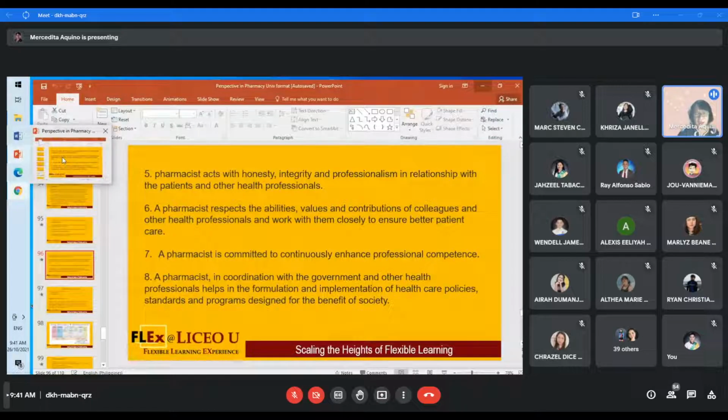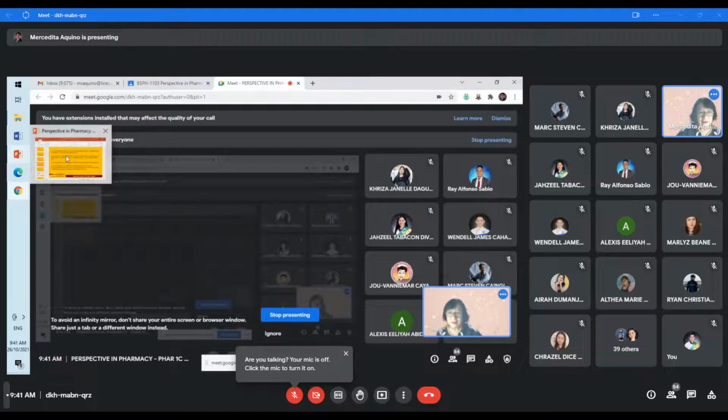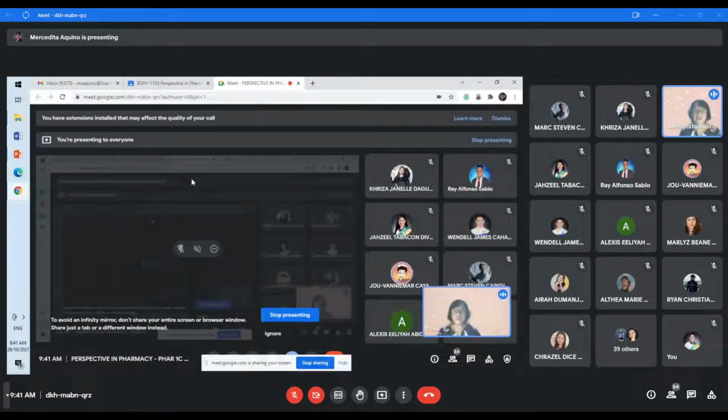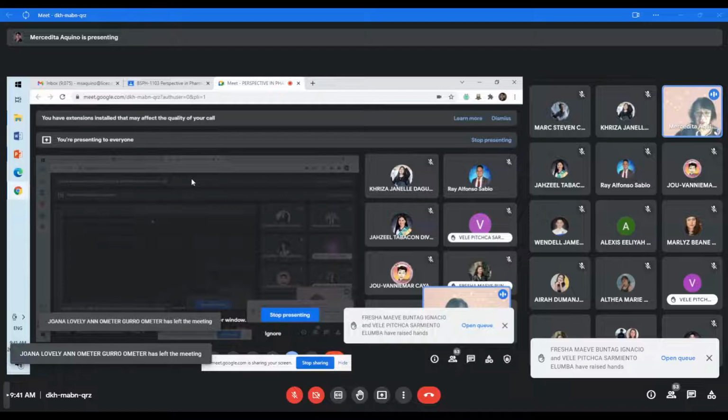I would like to emphasize respecting the abilities, values, and contributions of colleagues. When we talk about colleagues, meaning our co-pharmacists, we have to respect their abilities. Can you picture that out? Or what opinions or comments can you give on respecting the abilities of your colleagues? Yes, Ignacio. Fresh pharmacist, Ignacio.